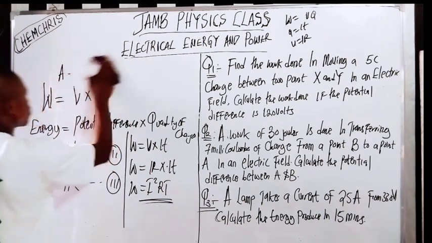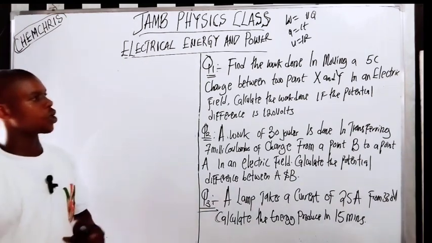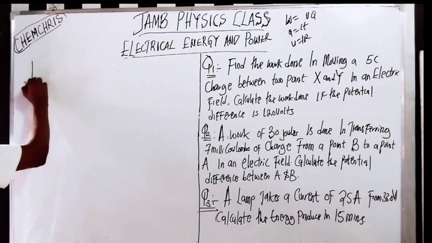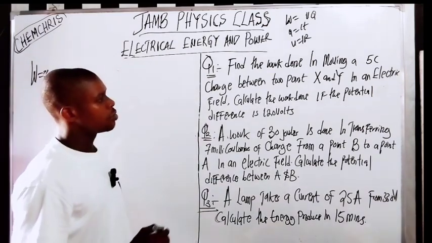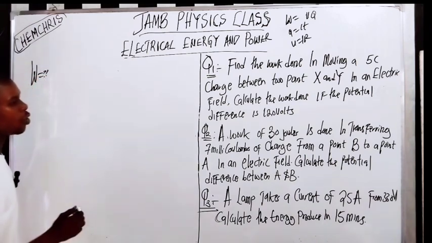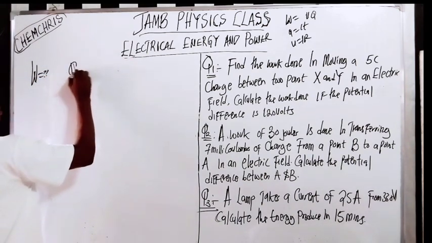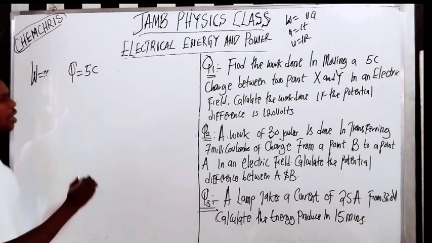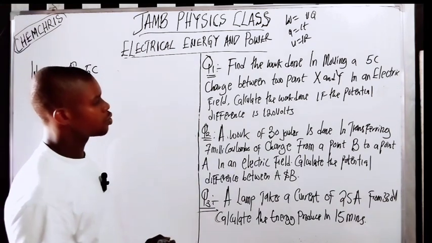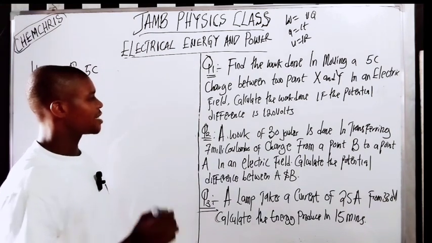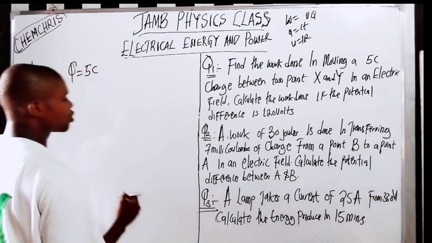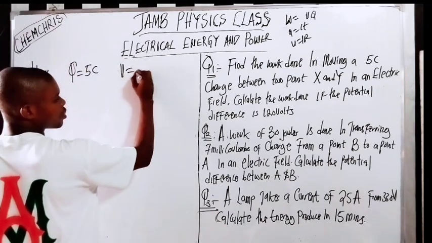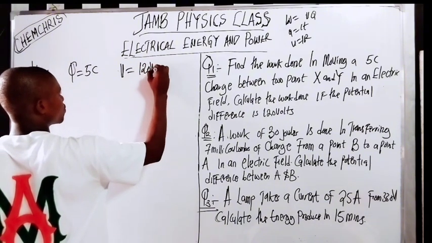So now let's start solving the first one. They say find the work done. So they say find the work done in moving a 5 coulomb charge. So Q is 5 coulombs, right? Between 2 points X and Y in an electric field. Calculate the work done if the potential difference is, so V is 120 volts.